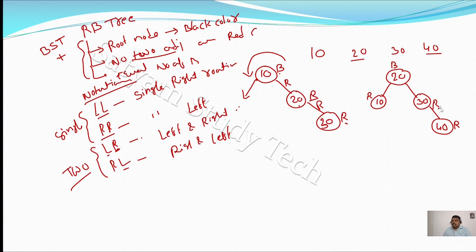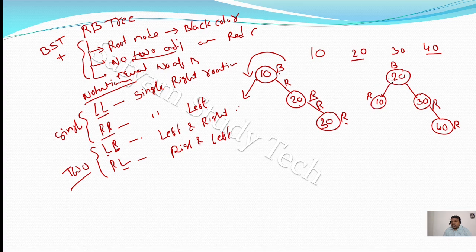Okay, again you can see before adding this 40, three properties are there. Root node is a black color. Here you can see the root node is a black color, and two adjacent nodes are not red. There is no red violation. Okay, next is equal number of black nodes on each and every path.